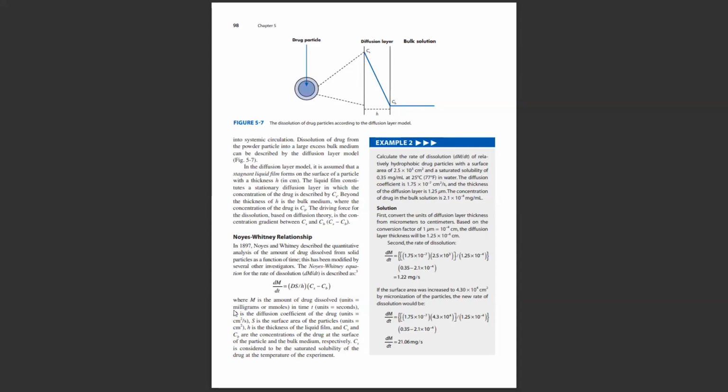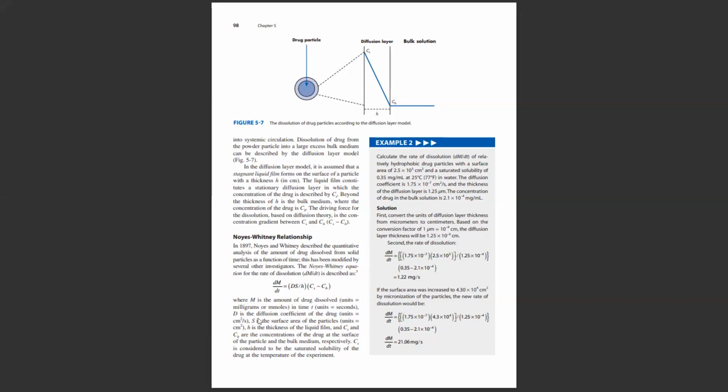And so in this equation, M is the amount of the drug dissolved, usually in units of milligrams or millimoles. The time is usually in seconds. And D is the diffusion coefficient of the drug, in units of centimeters squared per second.